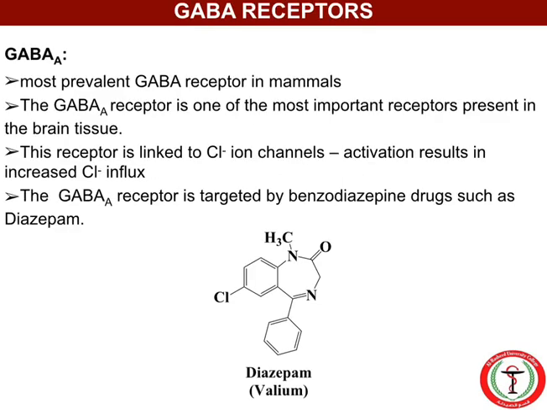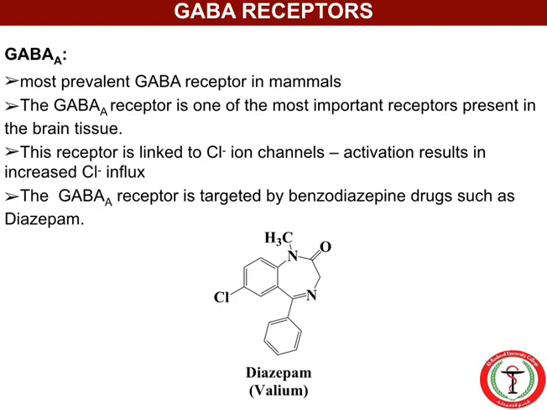So I'll talk about the GABA A receptor, which is the most common or prevalent in mammals and located in the brain, and usually deals with emotions and memory and is linked to chloride ion channels, as I mentioned before. And the activation of this receptor can lead to an increase in the concentration and the influx of chloride ions.